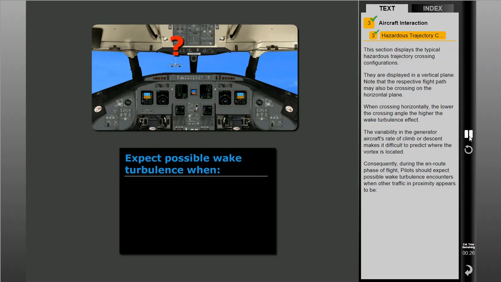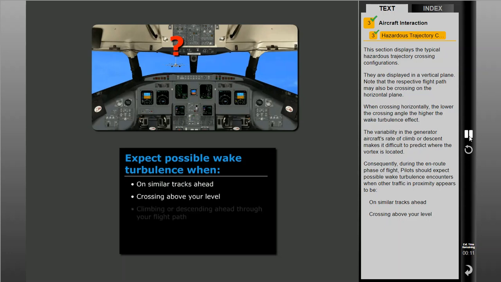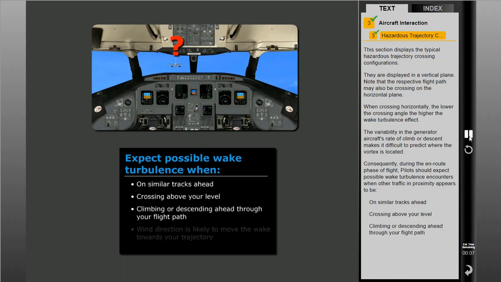Consequently, during the en route phase of flight, pilots should expect possible wake turbulence encounters when other traffic in proximity appears to be on similar tracks ahead, crossing above your level, climbing or descending ahead through your flight path, or when wind direction is likely to move the wake towards your trajectory.